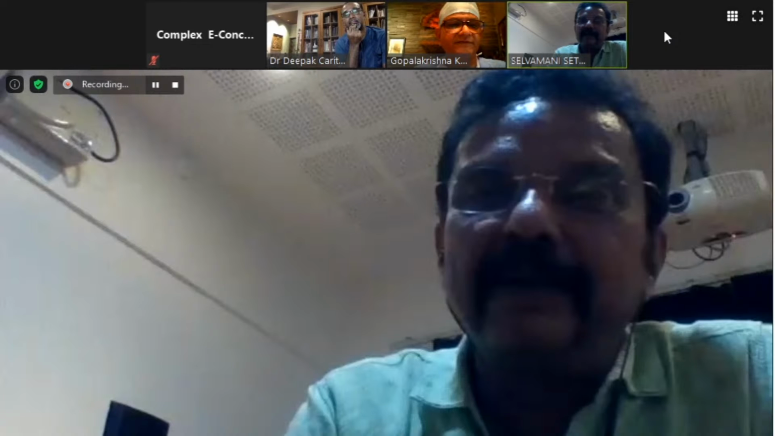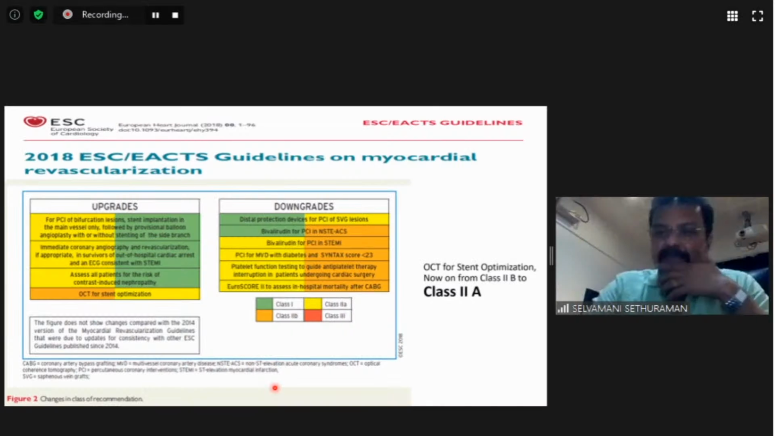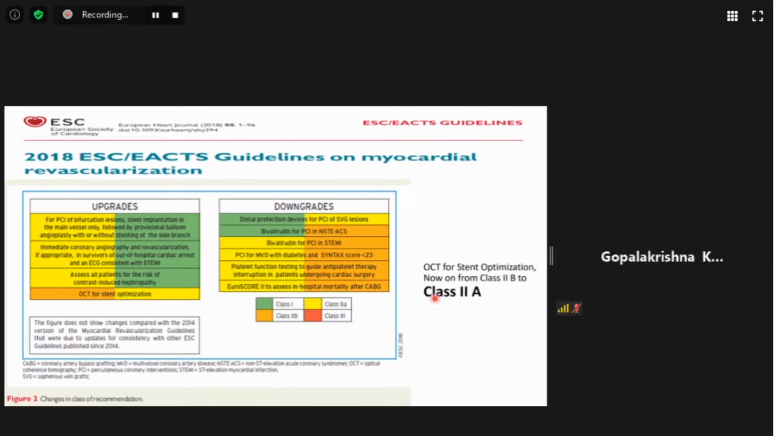The imaging in stent thrombosis is very, very important. As you said, in today's guidelines, imaging by OCT is almost class 2A indicated in most of the lesions. And of course, my feeling is, especially for stent failure, it should be a class 1 indication. Probably it will get that level over due course of time.